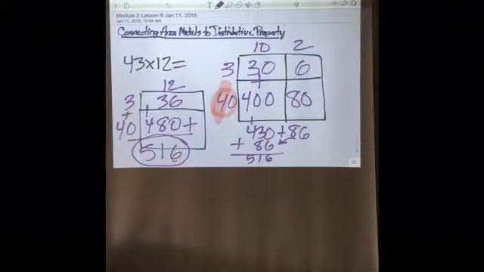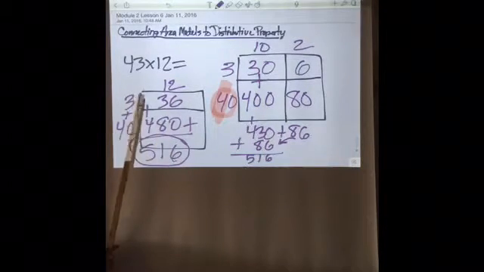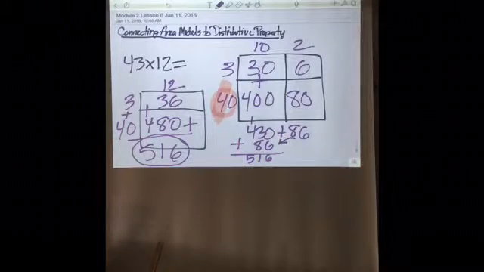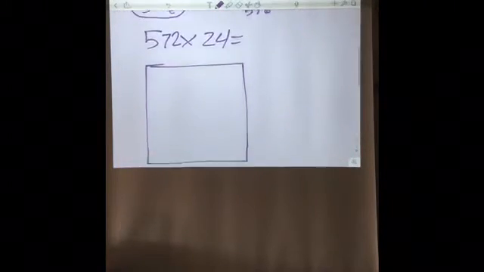All right, let's go to another problem. And the reason why we want to break it apart into place value is especially when we get into big numbers, like our next number.